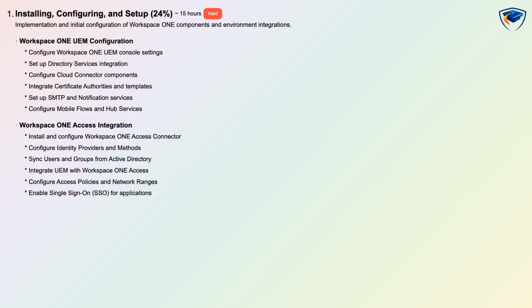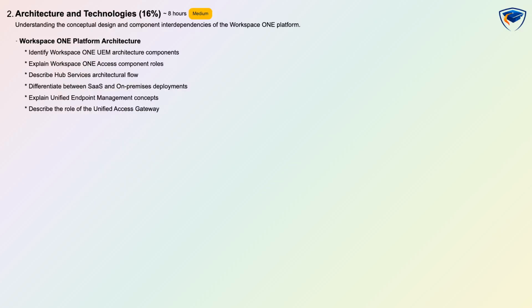You will also install and configure the Workspace 1 Access Connector, define identity providers and methods, sync users and groups from Active Directory, integrate UEM with Workspace 1 Access, set access policies and network ranges, and enable single sign-on for applications. Architecture and Technologies accounts for 16% and covers the conceptual design and component interdependencies of the Workspace 1 platform.